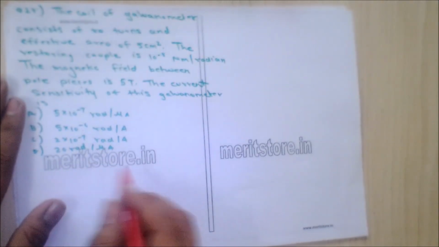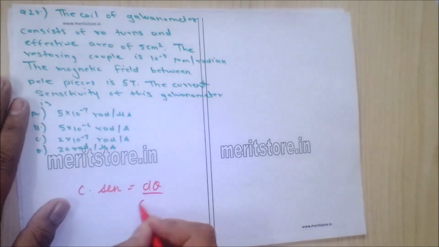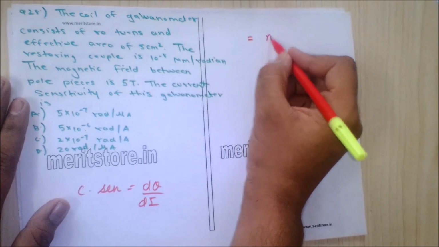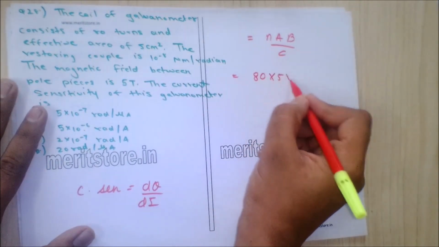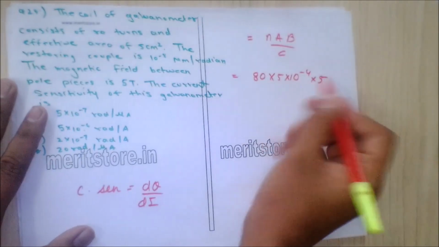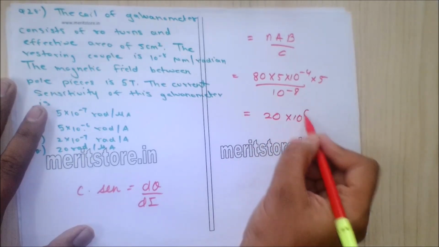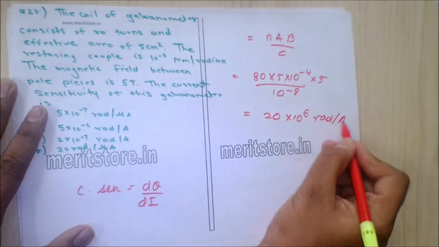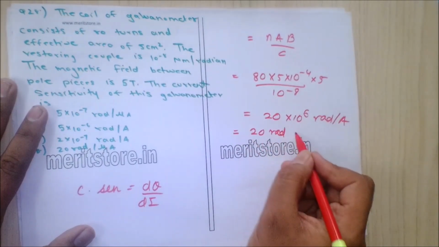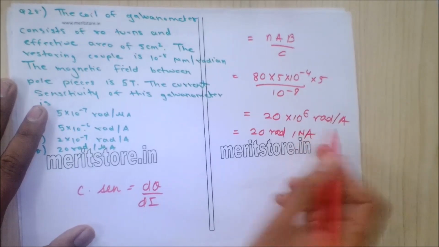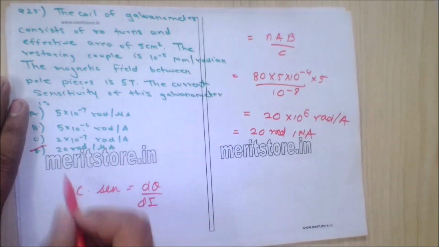Now to calculate the current sensitivity, d theta by dI is equal to NAB upon C, which is 80 into 5 into 10 raised to minus 4 multiplied by 5 upon 10 raised to minus 8. On solving gives us 20 into 10 raised to 6 radians per ampere, which is 20 radians per microampere. So option D, 20 radians per microampere, is the correct answer.